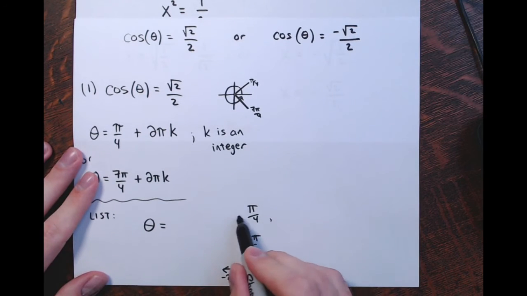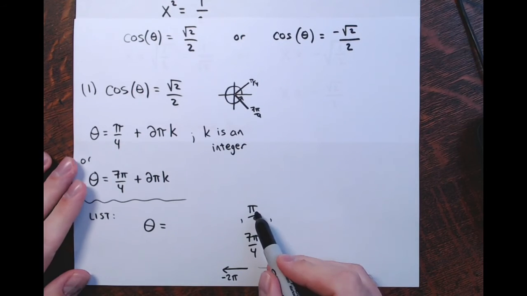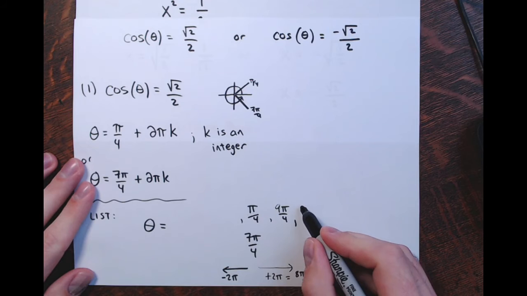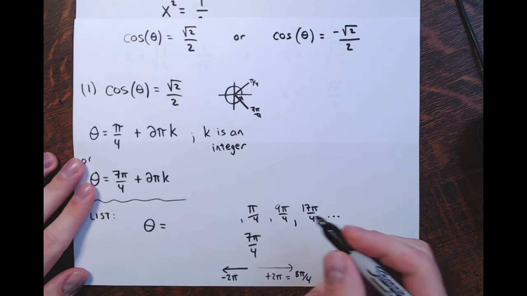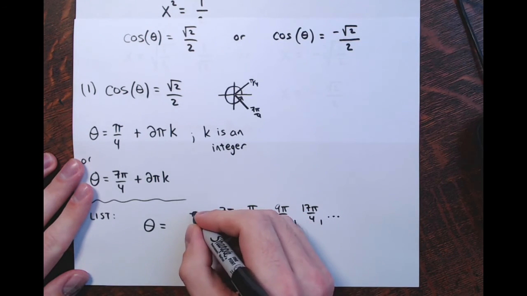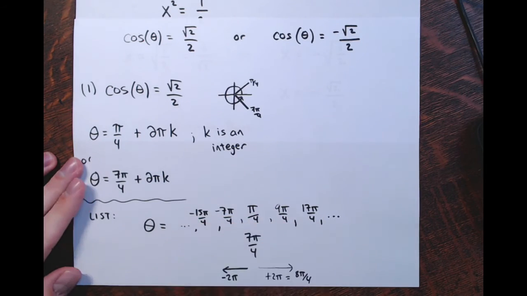So I'll go this way and say I'm subtracting 2 pi. All right, so on the top row, take pi over 4 as a solution. If I keep adding 2 pi, I'd get 9 pi over 4 is another solution, and 17 pi over 4 is another solution, and so on. Subtract 2 pi, you get negative 7 pi over 4 is a solution. Negative 15 pi over 4 is a solution, and so on. Again, I could do that all day long.